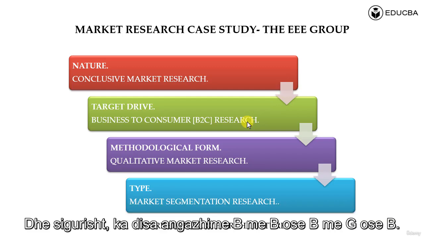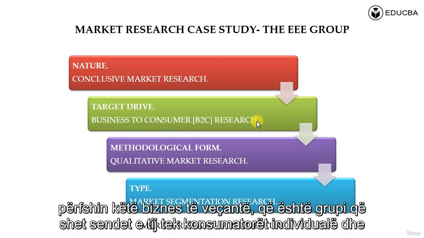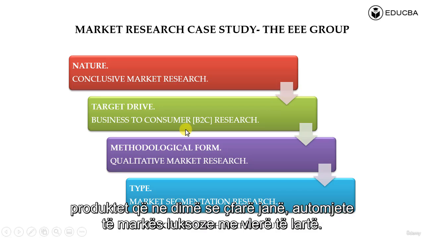Of course, there will be some B2B or B2G engagements, but by and large, predominantly, it's going to be a business to consumer drive, an engagement which entails this particular business, which is the EEE group, selling its stuff to individual consumers. And the products, we know what they are: high value, luxury brand vehicles, right?